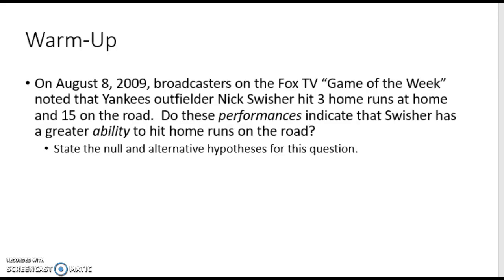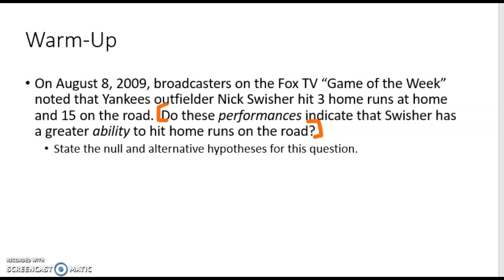So looking at an example, we have on August 8th, 2009, Nick Swisher. He hit 3 home runs at home and 15 on the road. And we want to see if he has a greater ability to hit home runs on the road. So this question right here is called our question of interest. It actually helps us when we're trying to write our hypotheses.